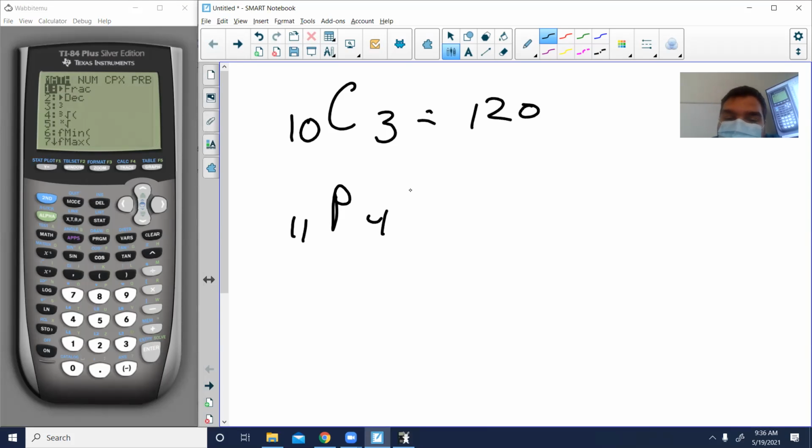So either way, this is 120. Everyone try 11P4 on your calculator.